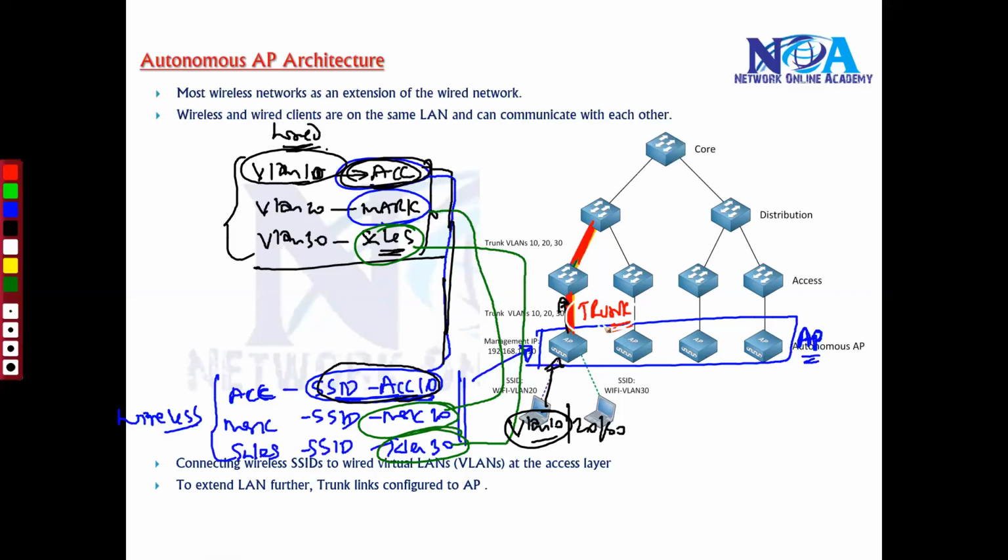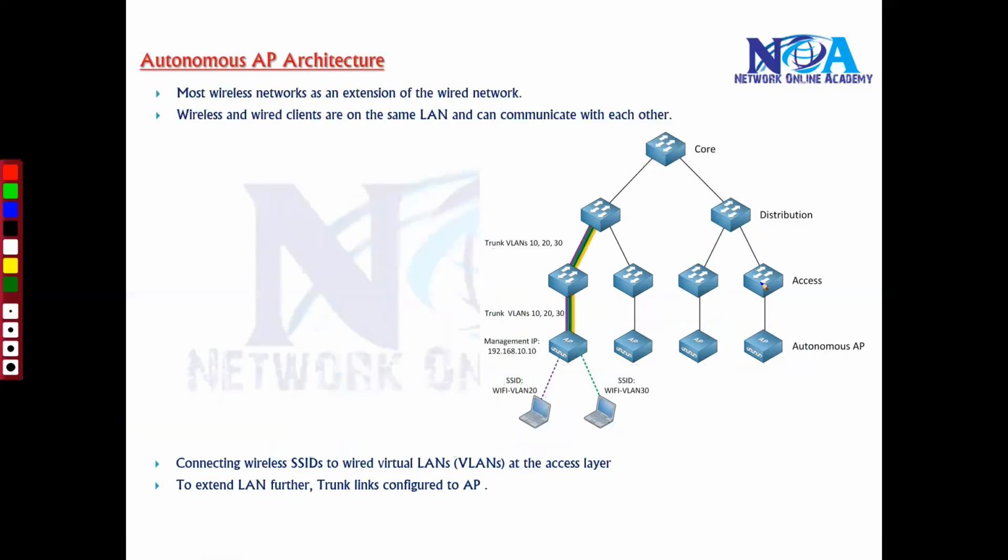So again, as I said, the trunk links need to be configured connecting between the access point and the switch. Of course, between switch to switch also, you will be having an access point which is going to extend your network architecture further to provide the connectivity between the same VLAN users as well as between different VLANs if you want.